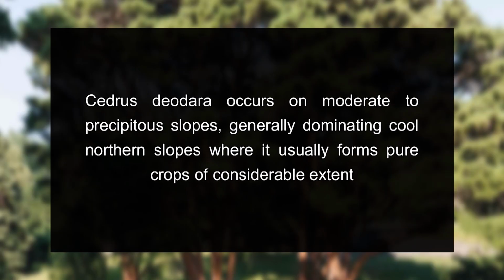Cedrus deodara occurs on moderate to precipitous slopes, generally dominating cool northern slopes where it usually forms pure crops of considerable extent. It is typically a gregarious tree, a light demander, frequently found in the form of pure stands. It tolerates drought at advanced age but not at seedling stage. The trees are also resistant to atmospheric pollution.